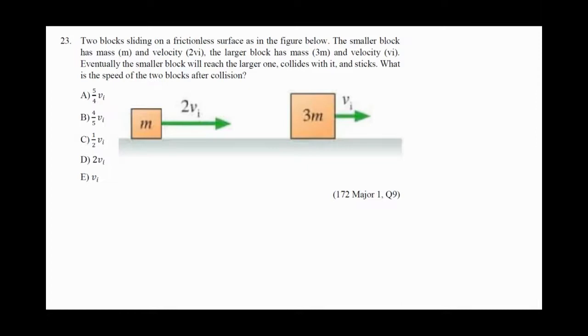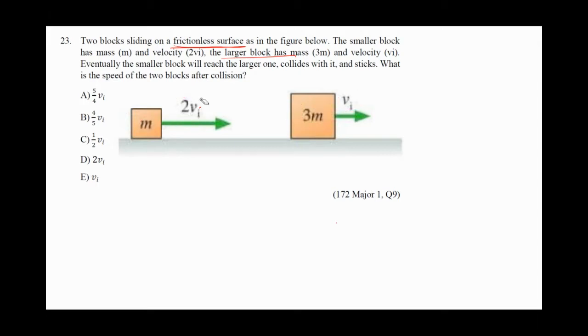Let's try another one. Two blocks sliding on a frictionless surface, as we said. To conserve the momentum, there should be no friction. Two blocks sliding on a frictionless surface, as shown in the figure. The smaller block has a mass m and velocity 2 times Vi. The bigger one has a mass 3 times m, and only a velocity Vi. So there is a ratio here, guys. He gives you a ratio, m and 3m, 2Vi and Vi.